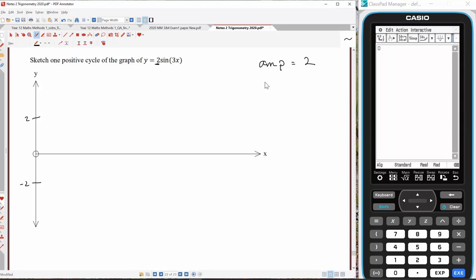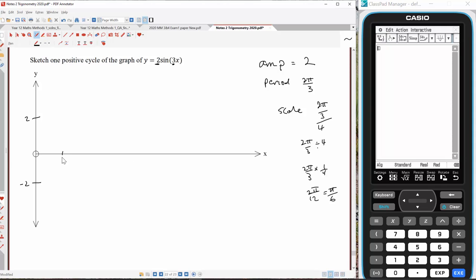All right, our period for a standard sine function is 2 pi, and we're going to divide it by this n value here, which is 3. Right, let's get our scale. So that's 2 pi on 3 on 4. So what that's going to mean is I'm doing 2 pi on 3 divided by 4, which is 2 pi on 3 times 1 over 4, which is 2 pi on 12. Now 2 pi on 12 is the same as pi on 6.